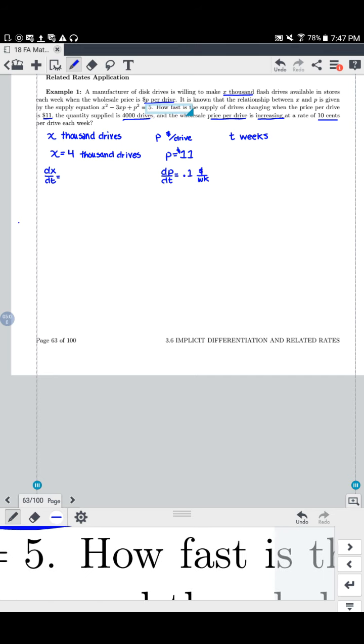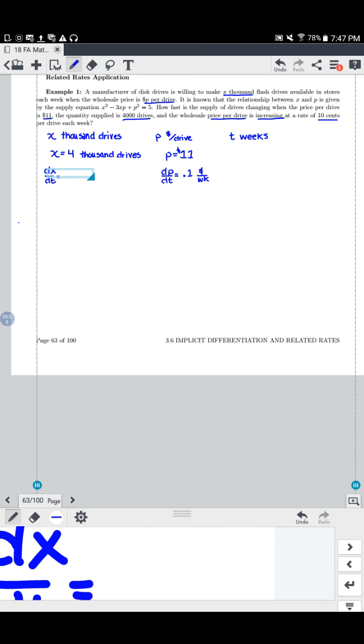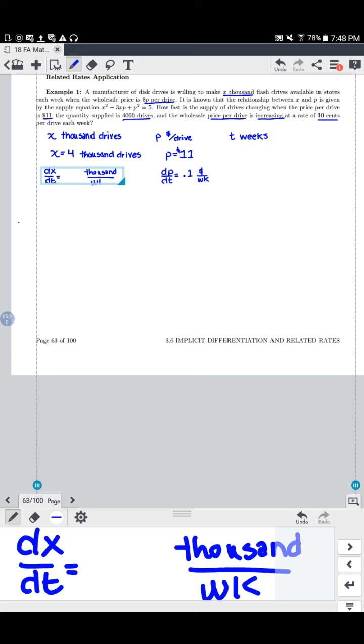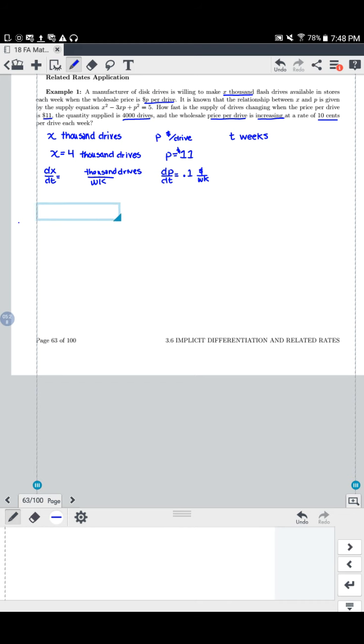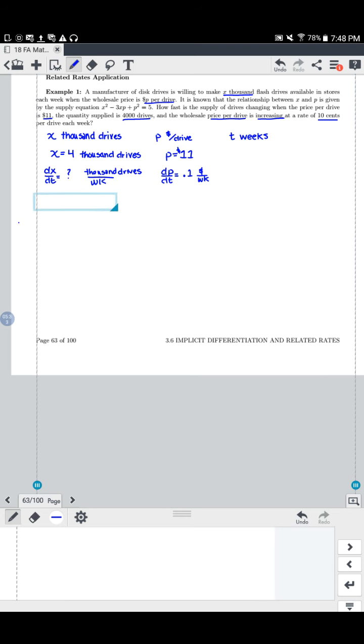And I'm asked how fast is the supply of drives changing. So I'm asked to solve for this rate of change. So your final answer, you're always solving for one of your derivatives. So here I'm solving for dx dt, so I'm going to figure out how many thousand drives, that's my x unit, so 1,000 drives per week. How much is my supply changing as my price is increasing by 10 cents? How many thousand drives is it changing by? So this is what I should be solving for. Related rates, these problems here, we're always solving for one of our derivatives.